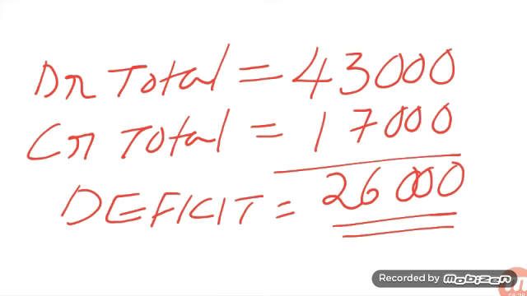Write as by deficit in bracket balancing figure transferred to capital fund, again in bracket excess of expenditure over income.